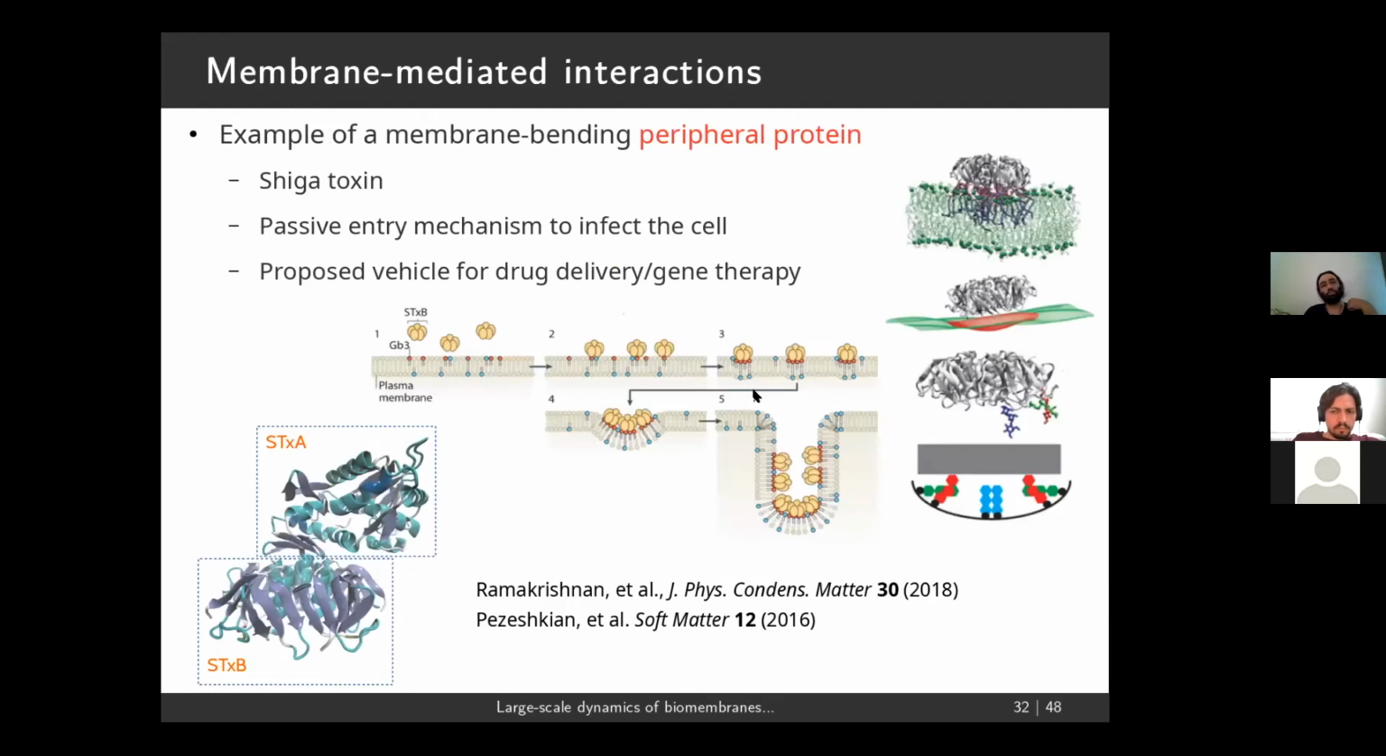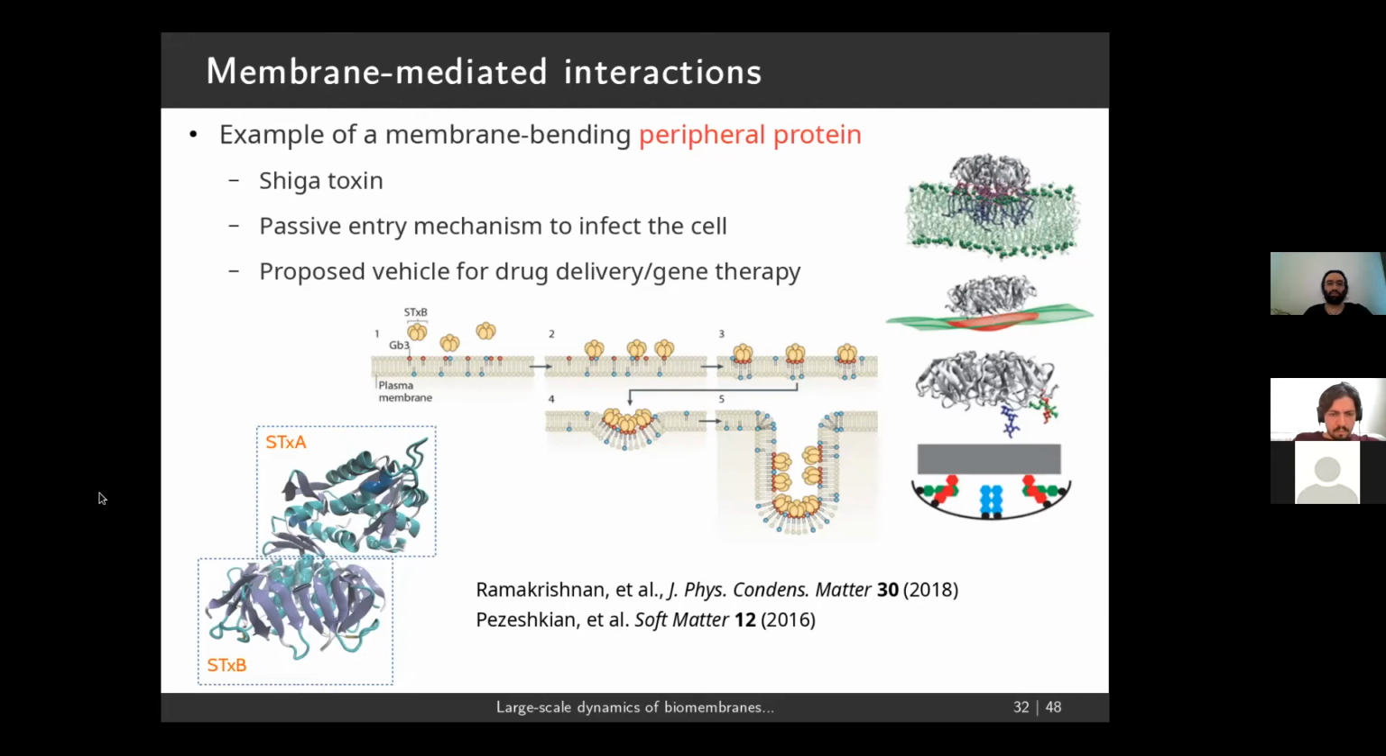Okay, now let's move to a case where we are using this. So up to this point, I've just introduced that we can also parameterize for the presence of proteins, but I didn't really show any results for that case. So this is an interesting example that I looked at. This is a protein called Shiga Toxin. This is the same protein for which I showed that scale comparison figure. This is the same protein that was residing on the surface of the membrane.